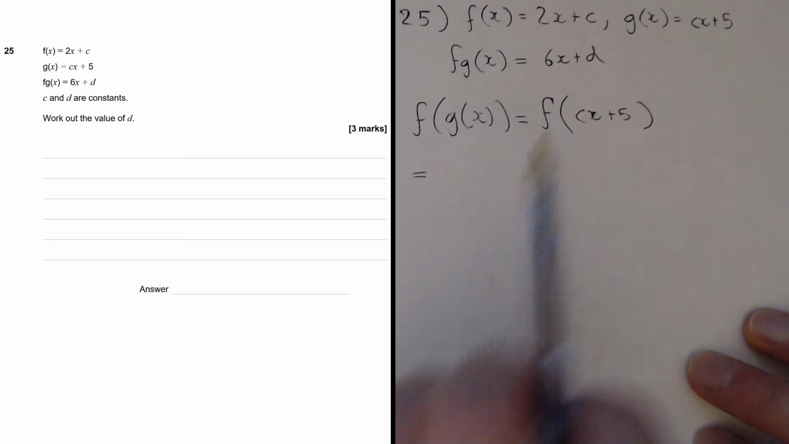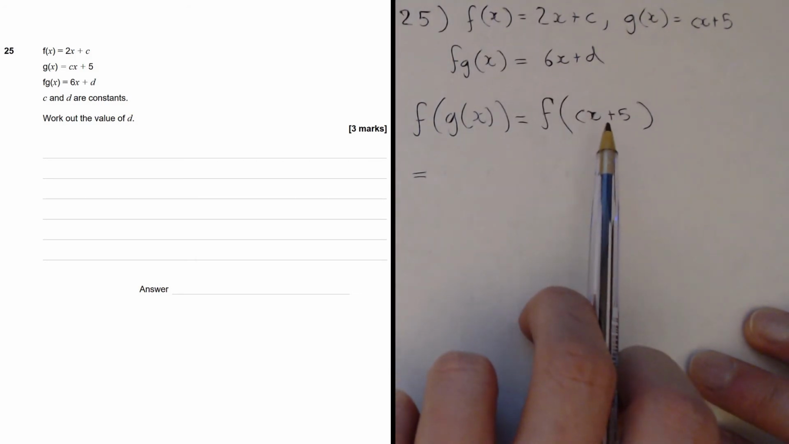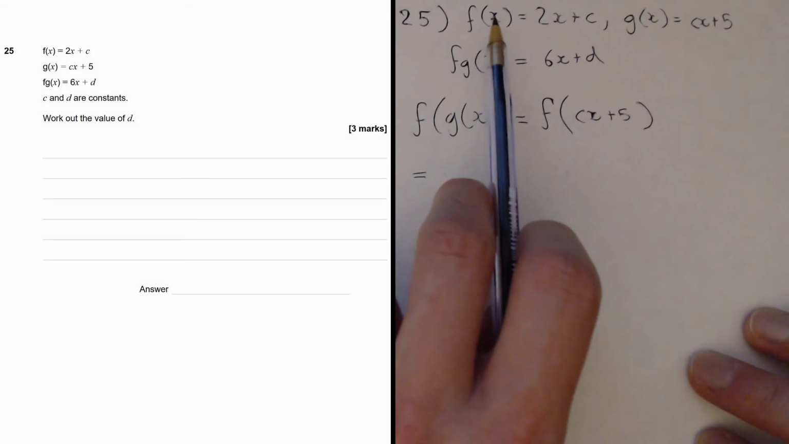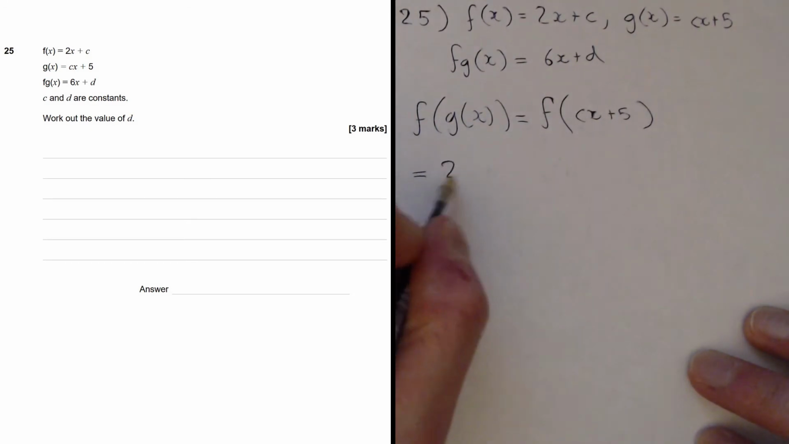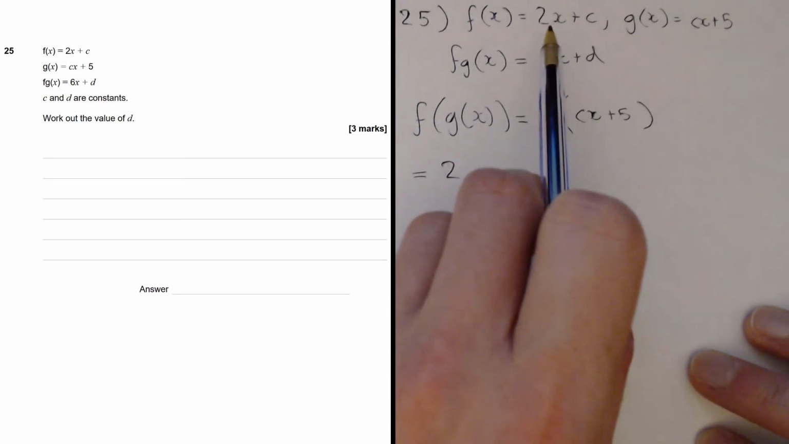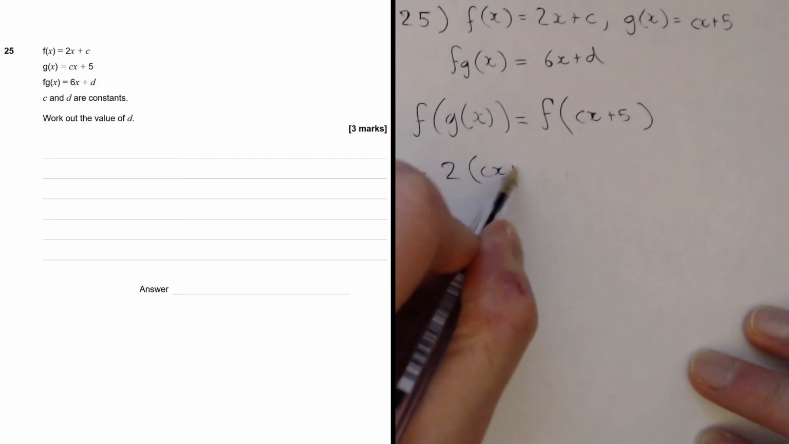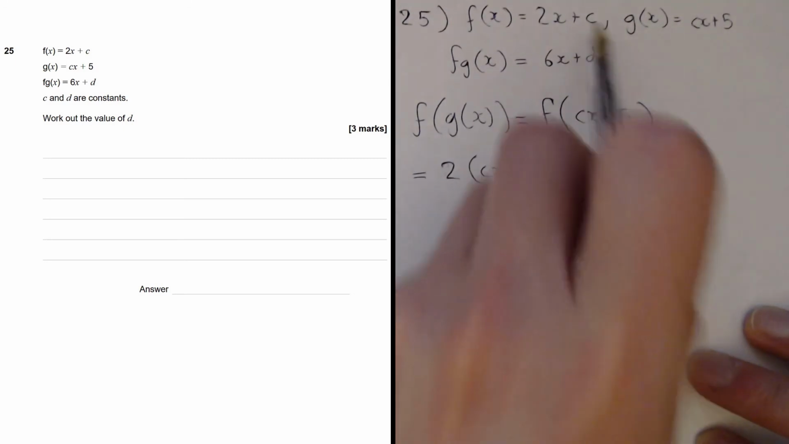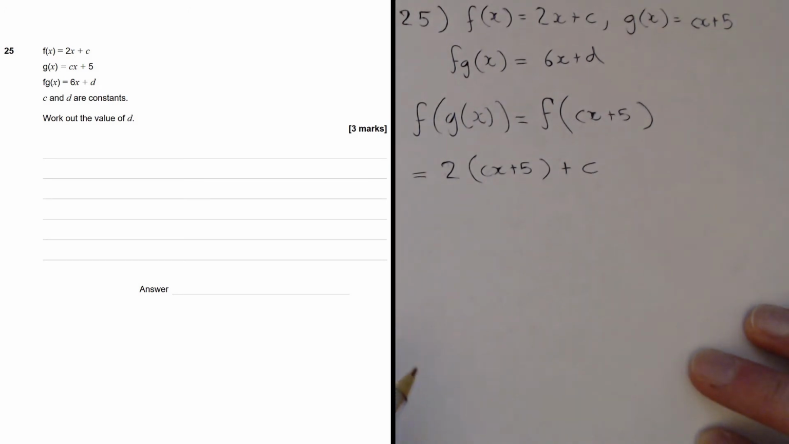But what is f of cx plus 5? Well, we're told what f of x is. All we need to do is replace x with cx plus 5 in that expression. So we're going to get 2 times, instead of x, we're going to get cx plus 5. So we get 2 times (cx plus 5), and then we need to add c.